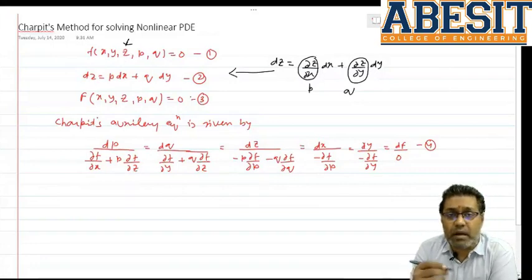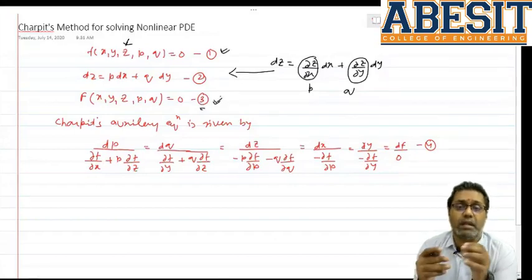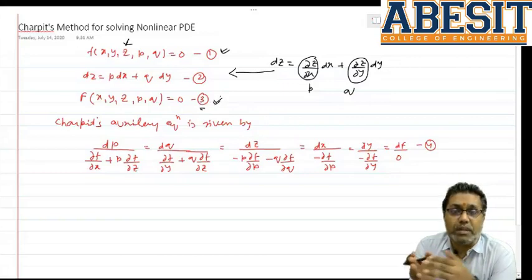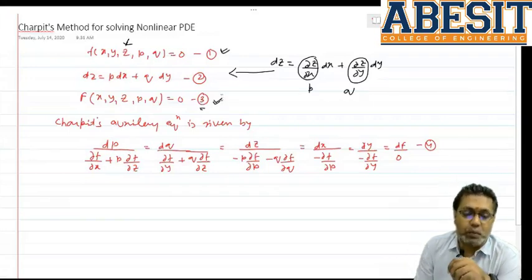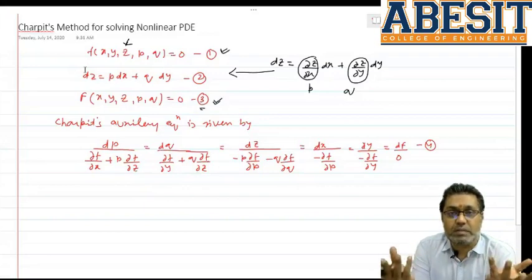Next, we find another relation, capital F(x, y, z, p, q) = 0. How we find it, we will see later on. So we find this relation 3, and with the help of relation number 1 and relation number 3 we try to find the values of p and q, in the simplest form, not a very complicated form, as simple as possible. After getting the values of p and q, we put these values in equation number 2, dz = p dx + q dy, and integrate this equation. After integration we get the solution z.